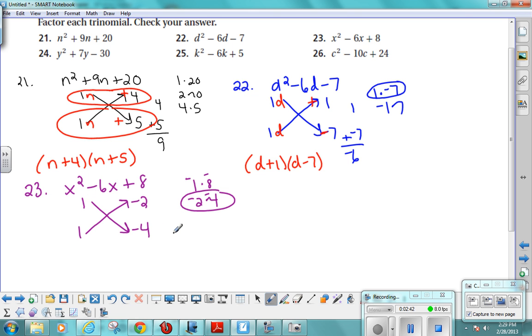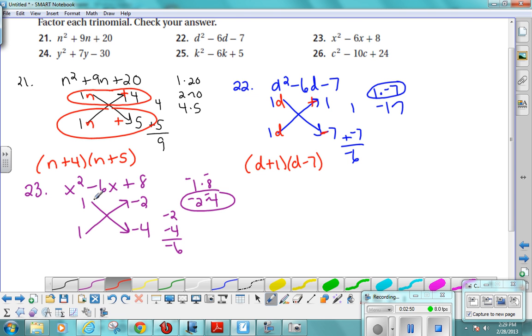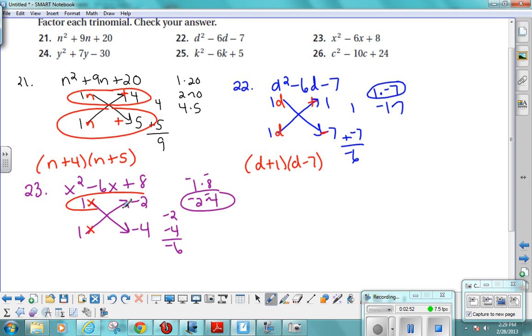So if I multiply 1 times negative 4, I get negative 4. 1 times negative 2, I get negative 2. I add them up. There's my negative 6. Go back in, put your variable in. Go straight across. And I have a 1x minus 2 and a 1x minus 4.